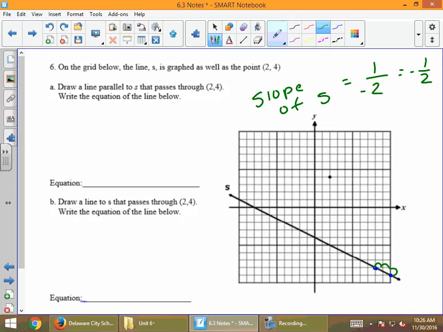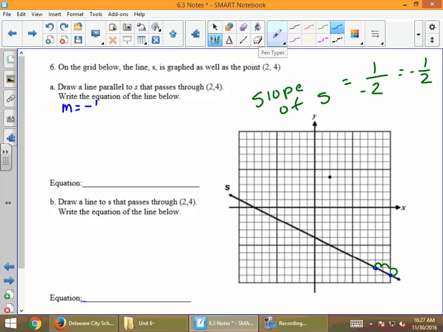If we want to draw a line that's parallel to S, what do we know about that line's slope? It's parallel. The same. So if the slope of S is negative 1/2, the slope of our new line is also going to be what? Negative 1/2. Okay, we know that.